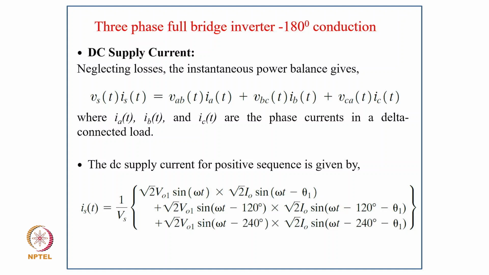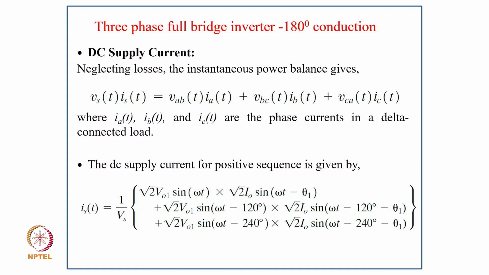So now coming to three phase inverter for 180 degree with the DC supply current. Neglecting losses, the instantaneous power balance gives Vs Is equal to VAB IA plus VBC IB plus VCA IC, where IA, IB, IC are the phase currents in delta connected load, and DC supply current for positive sequence is given by Is(t) equal to 1 upon Vs in bracket root 2 V01 sin omega t into root 2 I0 sin omega t minus theta 1 plus root 2 V01 sin omega t minus 120 into root 2 I0 sin omega t minus 120 minus theta 1.